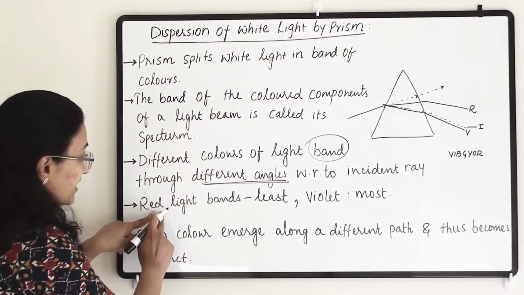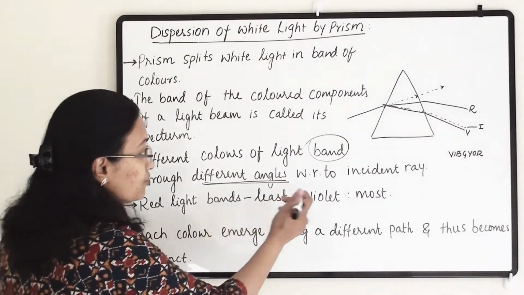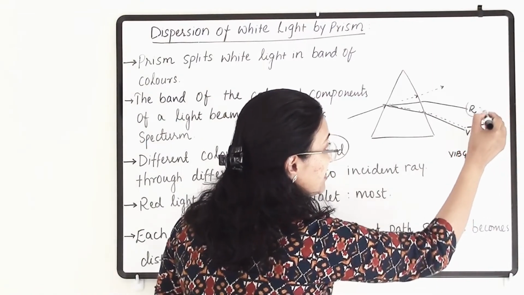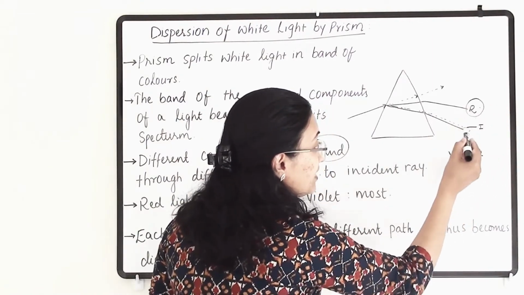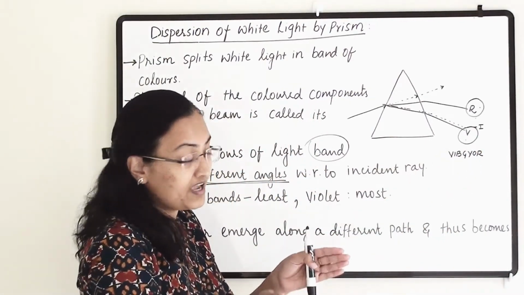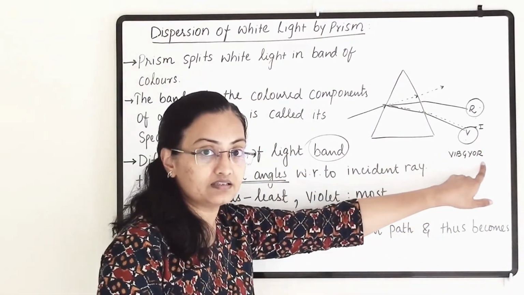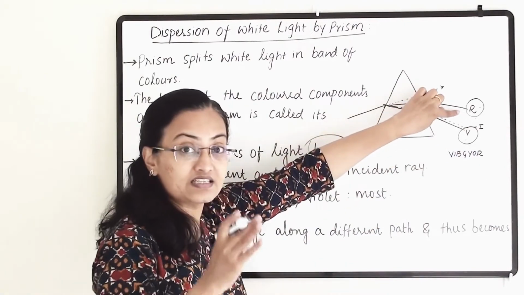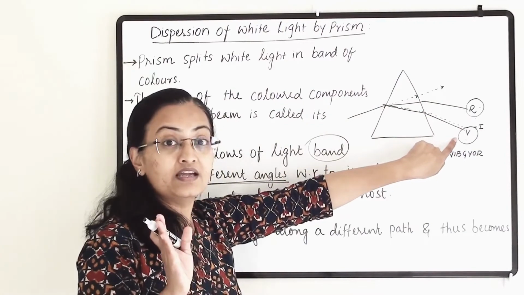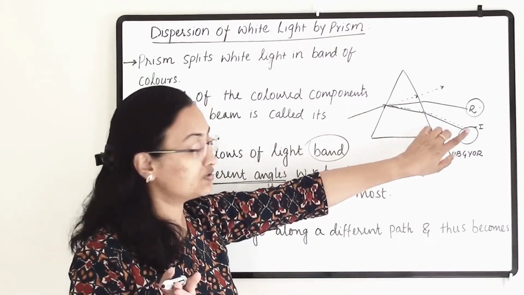For example, red light bends the least. So we are getting it at the top of the spectrum. So red light bends the least, whereas violet will bend the most. So that's why it is at the last. And in between all these colors are there. So red light is bending the least among these 7 colors, and violet is bending the most among these 7 colors.